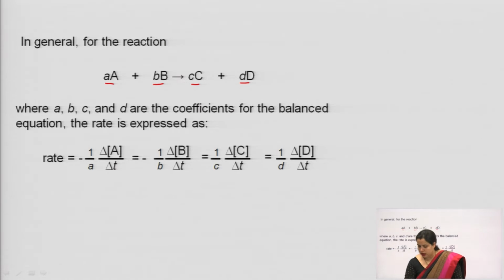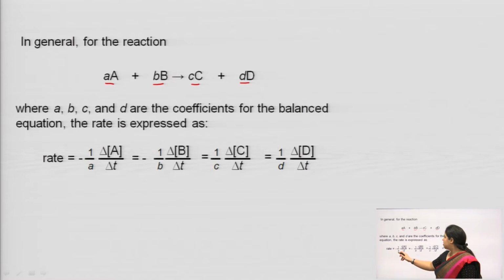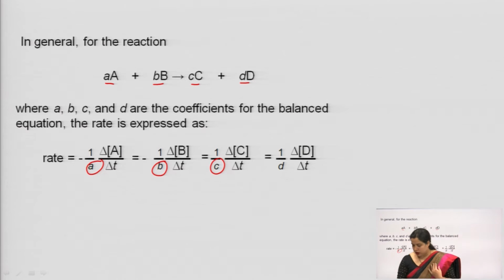So, if you see that previously we put that A, B, C, D in this particular reaction and we will use this formula, and then we will get this. So, rate is equal to minus 1 by a delta A by delta t, 1 by b delta B by delta t, 1 by c delta C by delta t. So, these are the coefficients of the reaction, and these are the changes in concentration of A, B, C, D. Okay. So, this is how we calculate rate of reaction for a particular type of reaction.